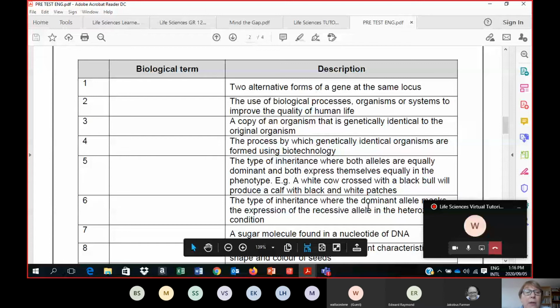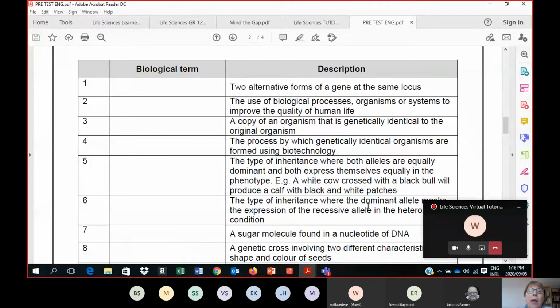So the first one says, for example, you need to write down the biological term, and the first description is 2 alternative forms of a gene at the same locus. Now remember, this is in the section on genetics, so if you haven't studied this yet, you might not remember this, but do try. You've done a year of life sciences now, so do try and write down the correct answer. Mr. Farmer, can everybody see this, the test?